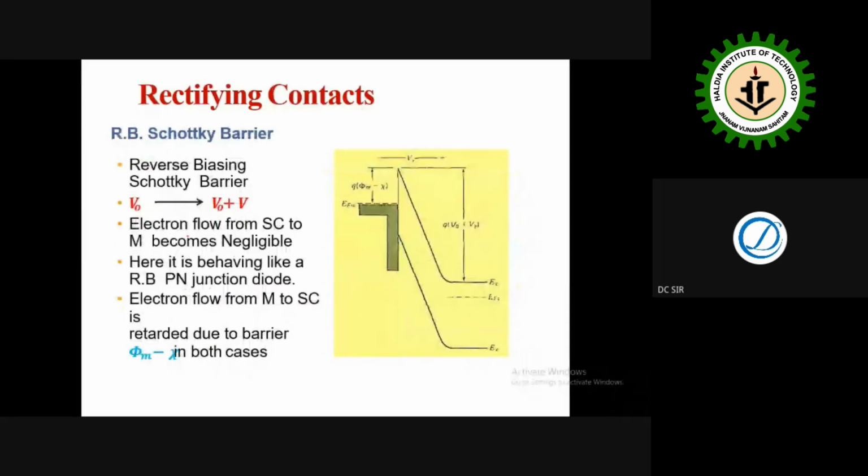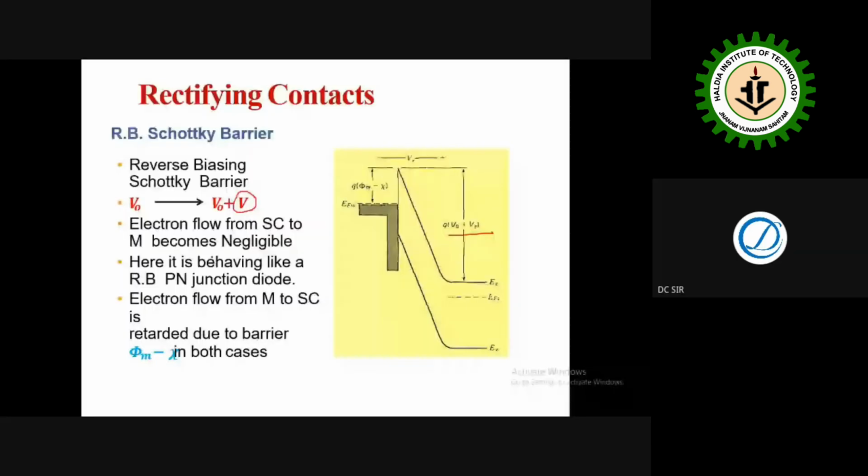In reverse bias, when the voltage is increased, that is V naught plus VR, then the barrier to the metal becomes negligible. Here it is behaving like a reverse-biased p-n junction diode. Electron flow from the metal to the semiconductor is retarded due to the barrier phi m minus chi in both cases.